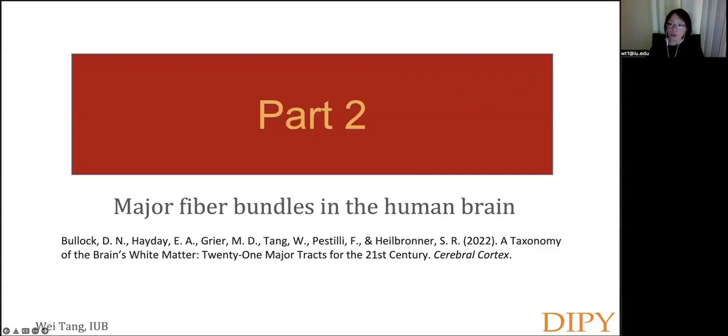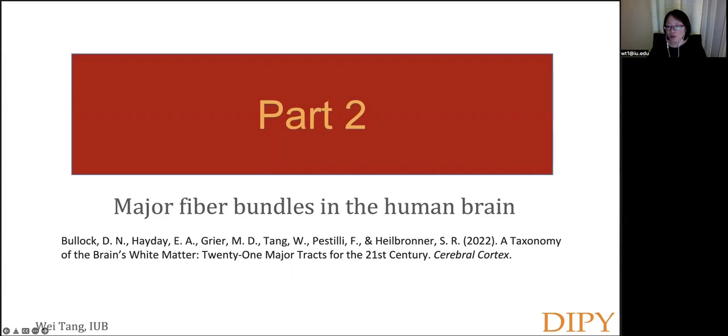In part two, we will go through major fiber bundles that make long-range connections in the brain. The human brain is composed of two hemispheres, and each hemisphere can be divided into four lobes: the frontal lobe, parietal lobe, temporal lobe, and occipital lobe. We can think of the major fiber bundles as highways that connect regions across hemispheres and across lobes, in order to facilitate the information transfer between neurons that are far apart.